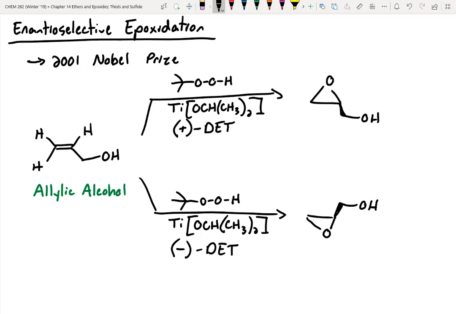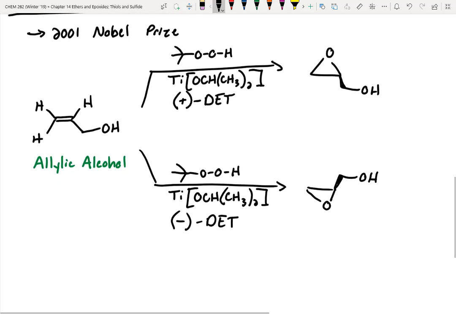So pretty advanced chemistry. I'll be honest, this isn't a mechanism we're going to cover, and it's not one you'll even see on the ACS exam. I just think it's kind of cool to see this more modern chemistry was able to solve the problem of getting a mixture of enantiomers when you make epoxides. Make sense? All right, there's also other super duper fancy methods where you don't even need allylic alcohols anymore, but this is one of the more famous ones.